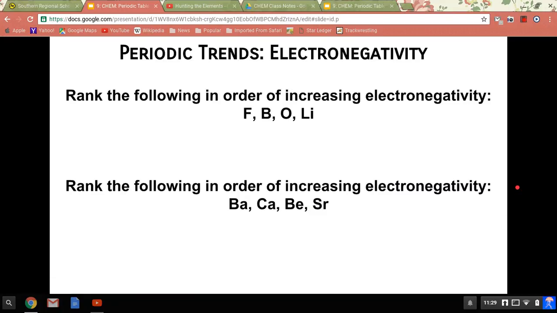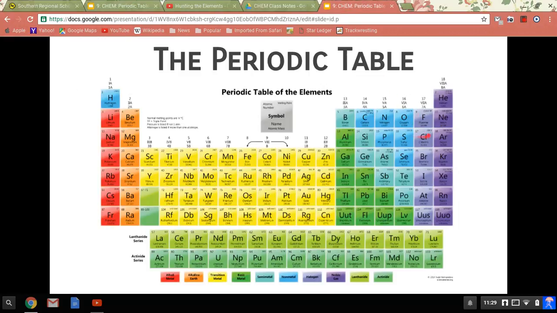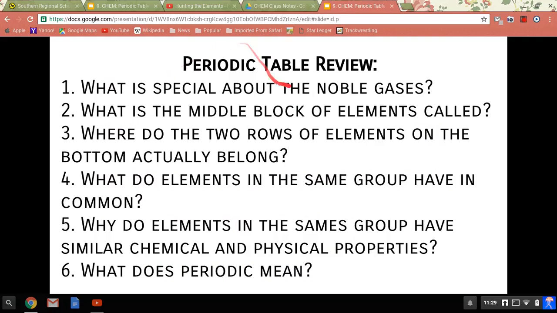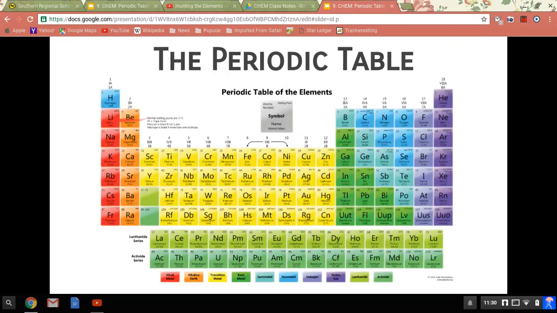So why don't you give it a try one more time? We want to rank in order of increasing electronegativity. Notice the one that's up on here. We have fluorine, boron, oxygen, and lithium. So they're all in the same period. You should remember that as you go across, electronegativity is increasing. So lithium would be the least electronegative, and then boron, and then oxygen, and fluorine is the most.